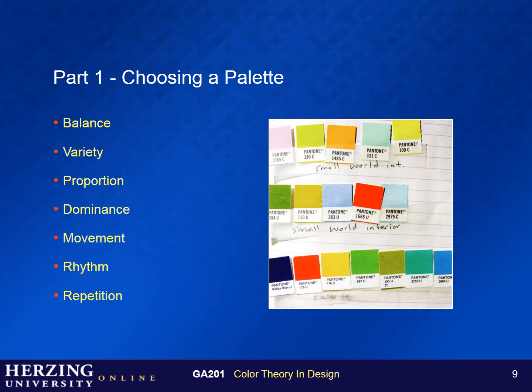While choosing color is a subjective process, a designer can refer to the organizing principles of all design: balance, variety, proportion, dominance, movement, rhythm, and repetition. Using these principles like a checklist will help determine if a color combination is as effective as it could be. If a particular combination has addressed each of these principles, chances are it will have the desired visual resonance to the viewer.